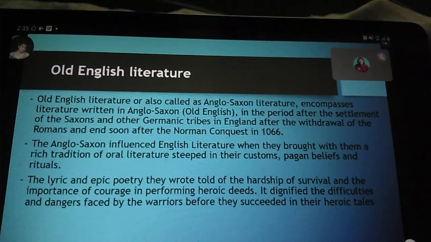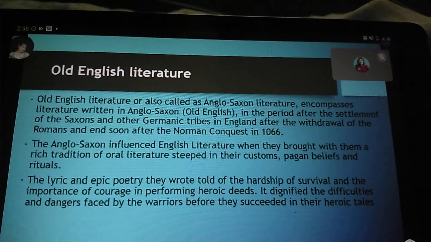Okay. Then Anglo-Saxon influenced English literature when they brought with them a rich tradition of oral literature steeped in their custom, pagan belief, and rituals. Okay, ang pagan belief or pagans ay mga tao na do not practice Christianity, Judaism, or Islam. So, they are considered na walang religion. So, ang belief nila ay human beings are seen as part of nature along with other animals, trees, stone, plants, and everything else that is from this earth.